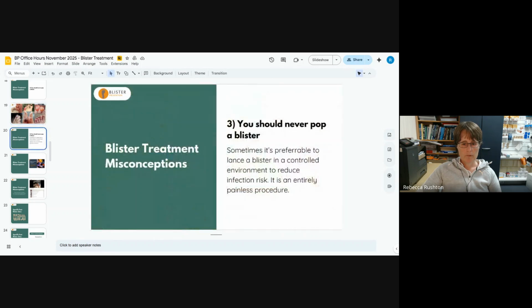So sometimes it's preferable to lance a blister in a controlled environment to reduce infection risk. It is an entirely painless procedure. And I think podiatrists know this, but I don't think our patients know this. Sometimes they need to, particularly, I see a lot of ultramarathon runners. I'm not always there to pop or lance their blisters, so they need to make that judgment call themselves and be set up with all the appropriate equipment. But it's certainly not a painful thing if you do it correctly.